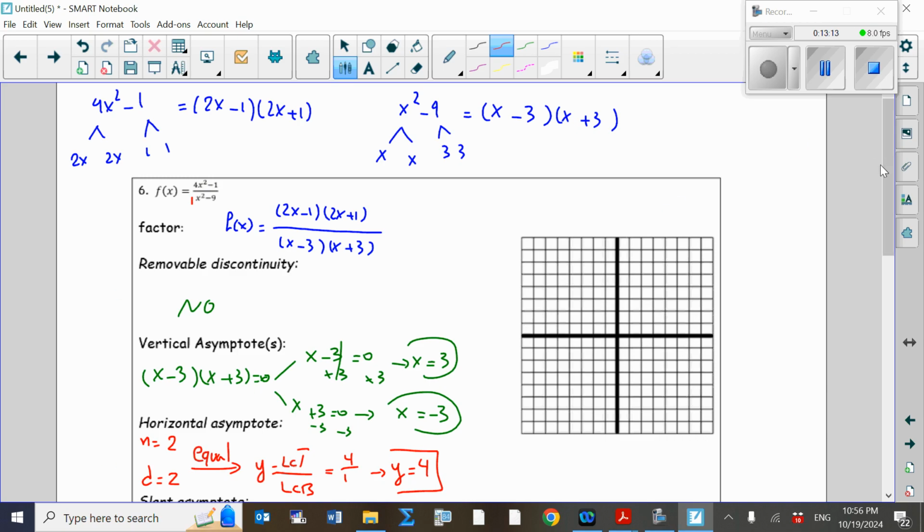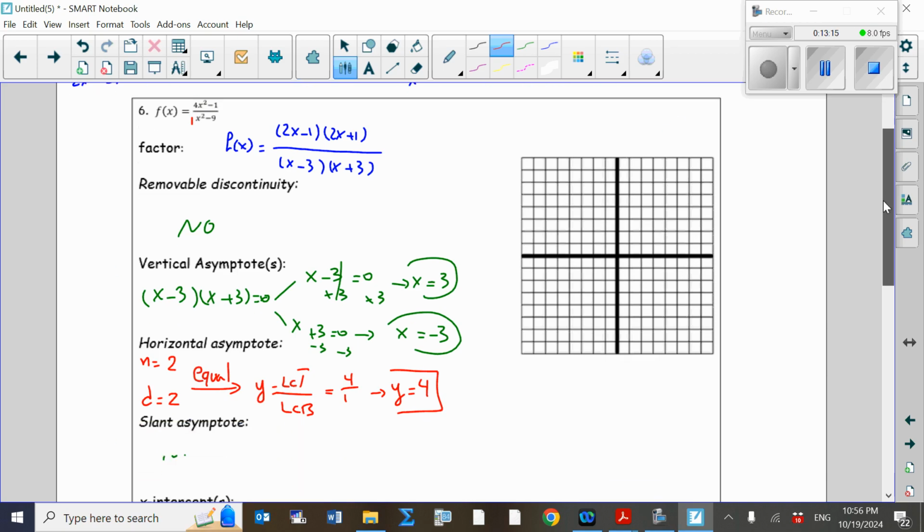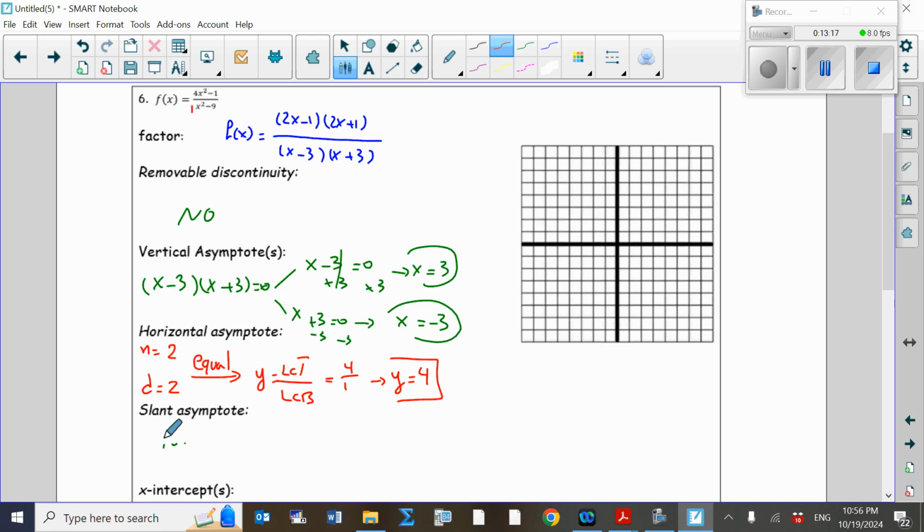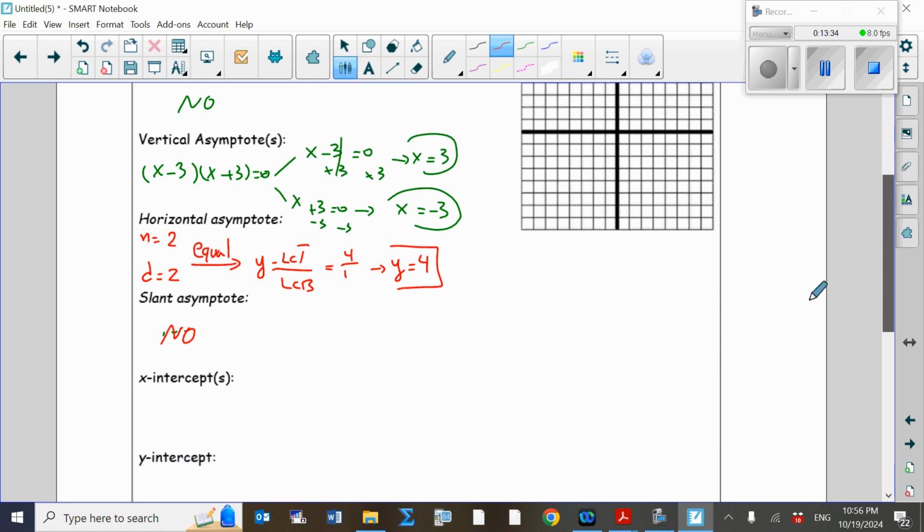That's the horizontal asymptote. Then a slant asymptote, there is no slant asymptote because we have a slant asymptote only if the degree of top is 1 more than the degree of the bottom, but they're equal, so there's no slant asymptote. To find the x-intercept, you're going to set the top equal to 0.